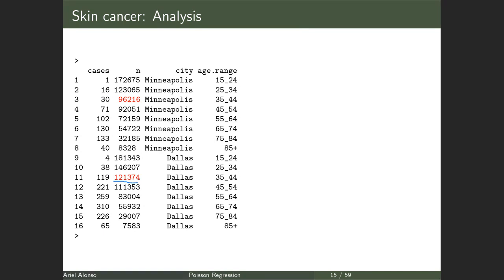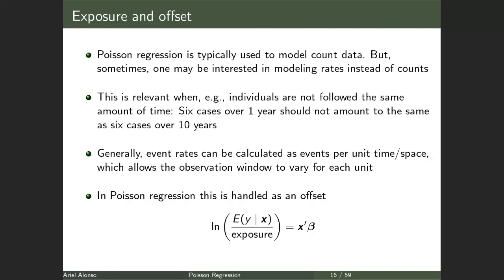Now, how do you do that? Well, you do that by not looking at the mean as such, but looking at the rate. And this is relevant because, for instance, you have these two cities, and in that age group the population is not the same. Another possibility is when you follow individuals a different amount of time. For instance, if you have six cases in 1 year, that should not amount to the same as if you have 6 cases in 10 years.